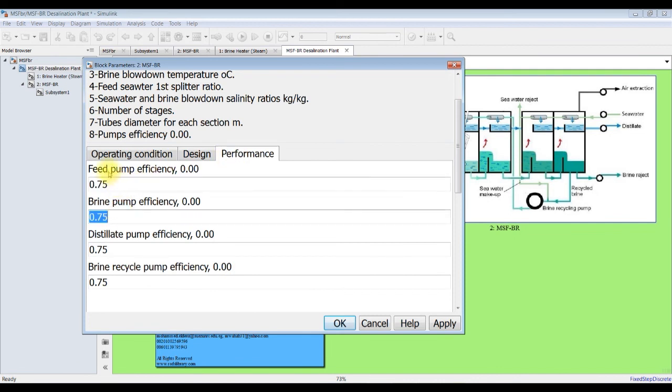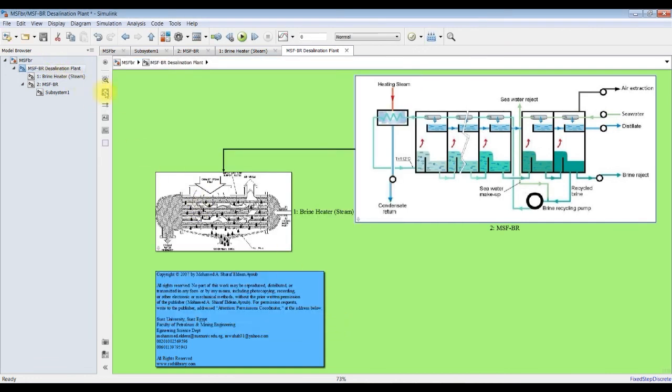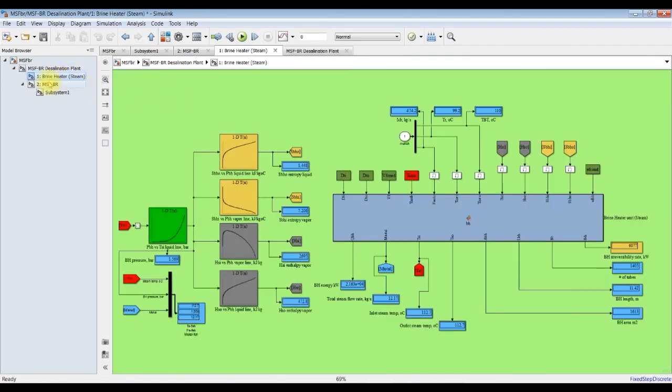This is pump. We have feed pump efficiency. We can assign it: brine pump efficiency, distillate pump efficiency, and brine recycle pump efficiency. And now let us see if we run our model. As you can see here, it's a little bit slower. Okay, we are going to discover our results.